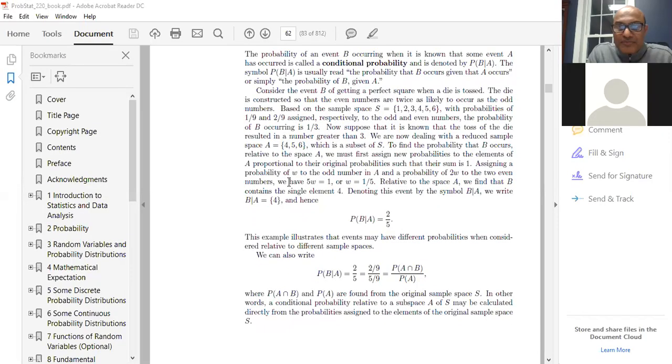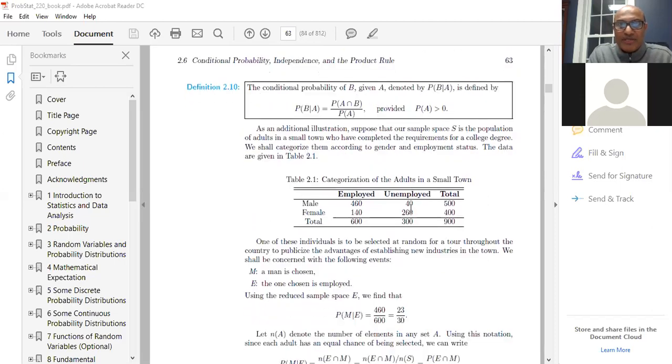And let's again go back to the book. So that's what is mentioned over here in all these lines. But now I hope you guys will be able to understand this concept. And this is the definition 2.10 you can see over here. Probability of B given A is equal to probability of A intersection B over probability of A.